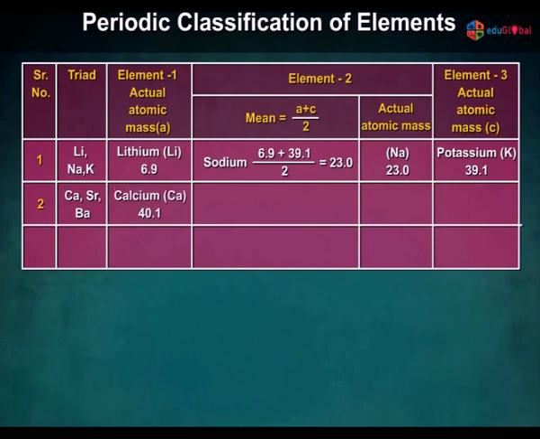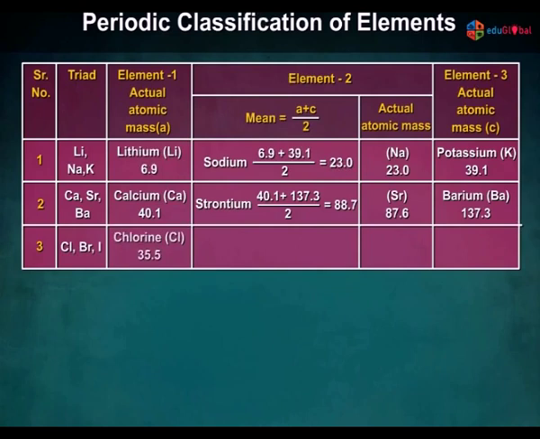2. Ca-Sr-Ba. Calcium Ca 40.1. Strontium Sr: (40.1 + 137.3)/2 = 88.7, actual 87.6. Barium Ba 137.3.